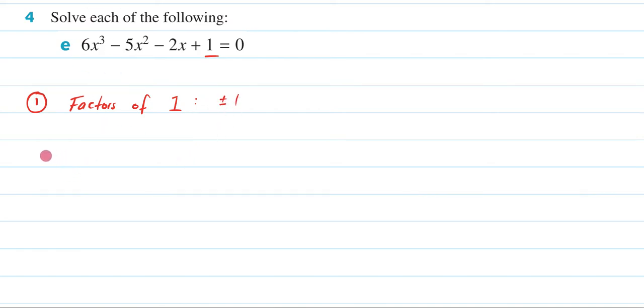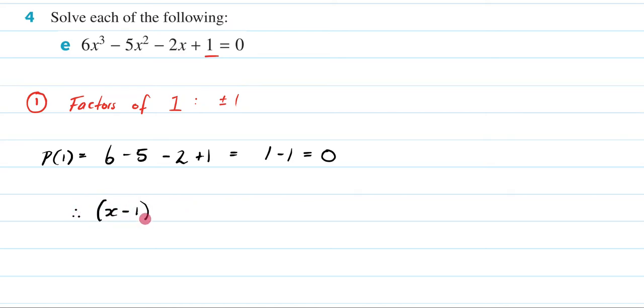Hooray. So that means I'm going to start by putting 1 in, and if I were to put 1 in, I'm going to get 6 minus 5 minus 2 plus 1, which is going to be equal to 6 minus 5 is going to be 1, negative 2 plus 1 is going to be negative 1, which is going to be equal to 0. Hooray, look at that, we got it on the first go. So that means we can stop here. Therefore, x minus 1 is a factor.